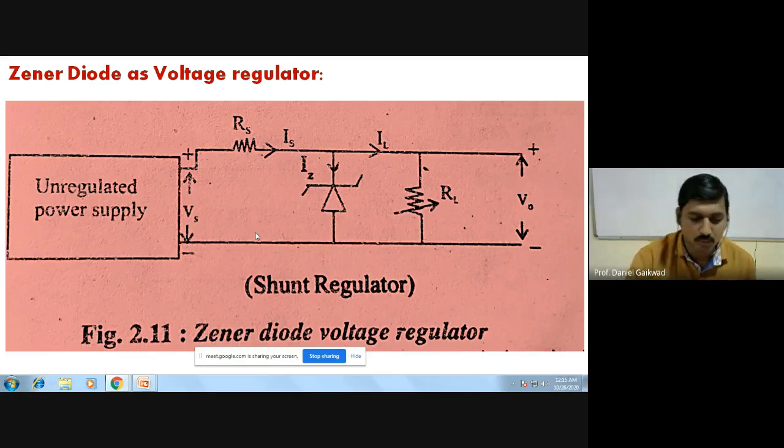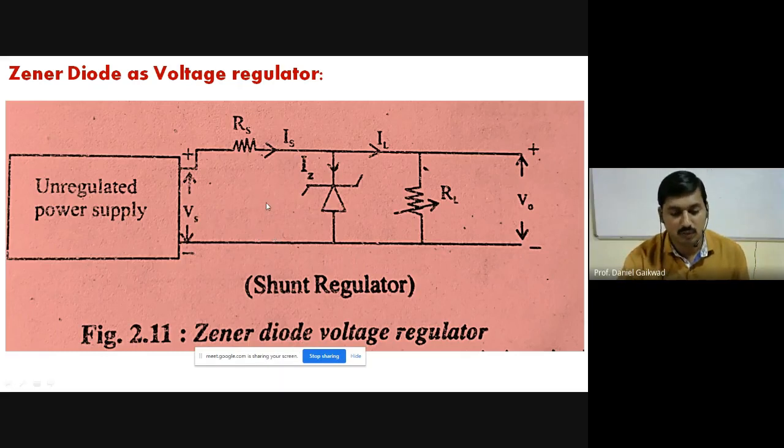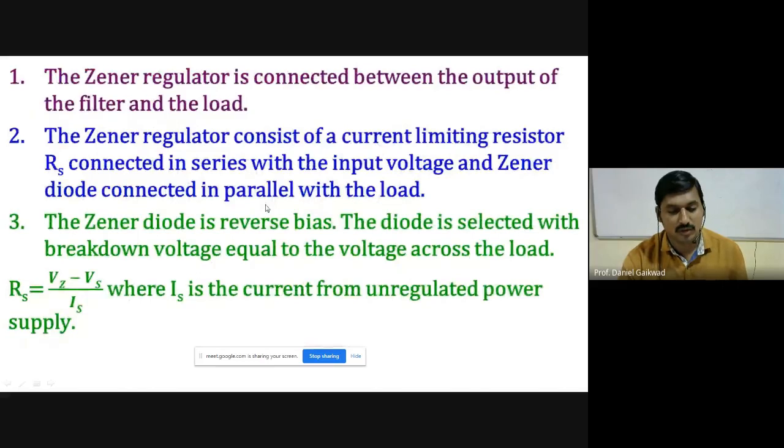Okay, so this is a simple diagram, and now what description do we have to write down in the case of the Zener as a voltage regulator. So we consider very simple points here. Check carefully. Number first point, the Zener regulator is connected between the output of the filter, that we have already explained, and the load. So in between the filter and the load we have to connect the Zener diode.